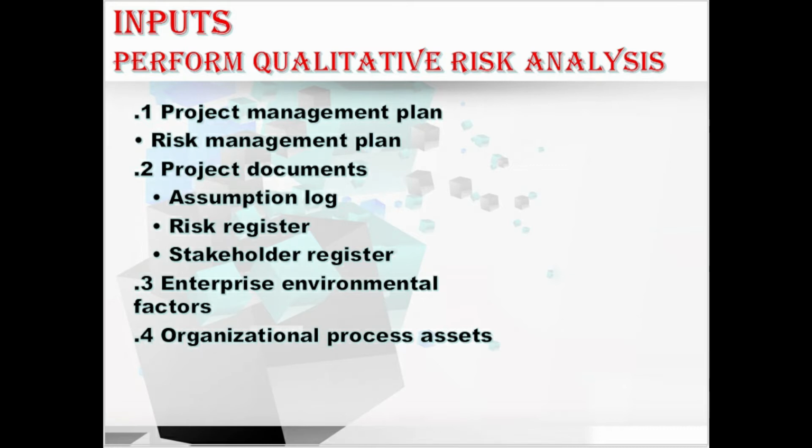Let's move to the next input, OPAs, organizational process assets. That may include the information from some similar kind of completed projects, so they will take the reference of the completed project. Okay, fine. Hope you understood all these inputs of the qualitative risk analysis process. Let's move to the tools and techniques.